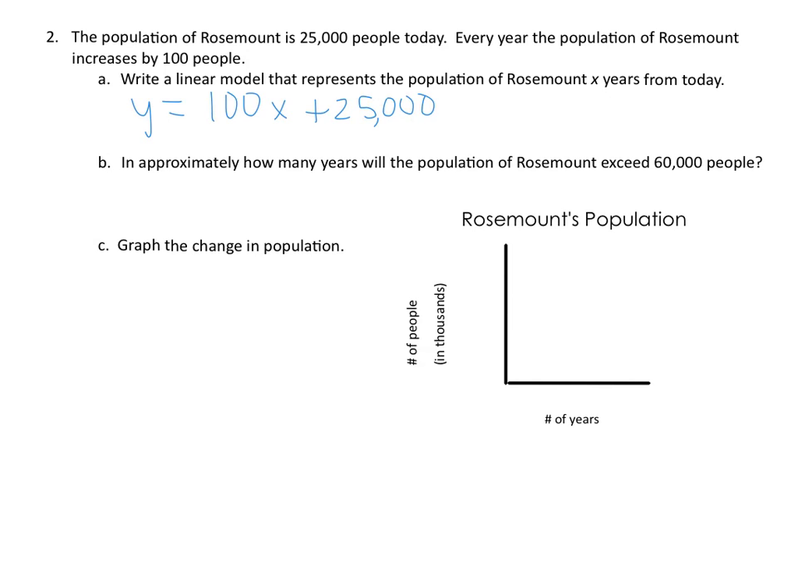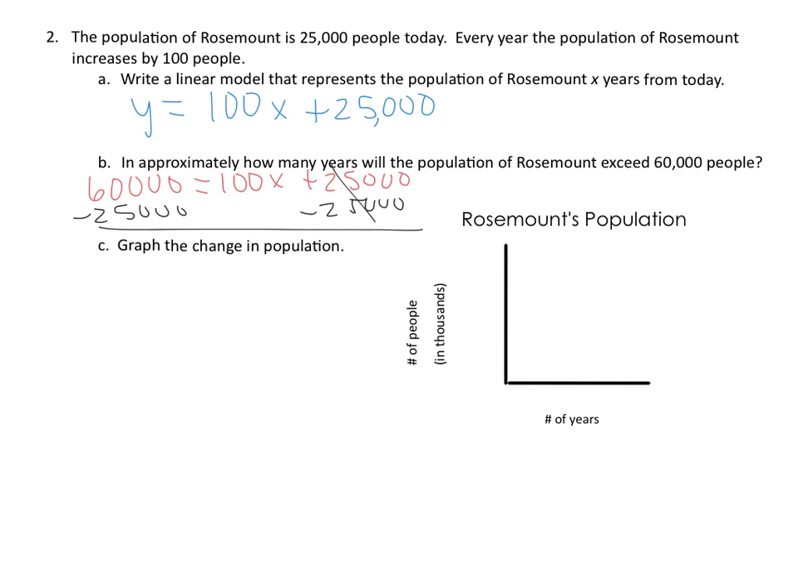Well, that's our output. When will it get to 60,000? So I need to plug in 60,000 for y. So 60,000 for y equals 100 times however many years it will take plus 25,000. So if I solve this equation, I would need to subtract 25,000 on this side because I want to isolate x. And I get 100x equals 60,000 minus 25,000, which is 35,000. And last but not least, to isolate x, divide by 100.